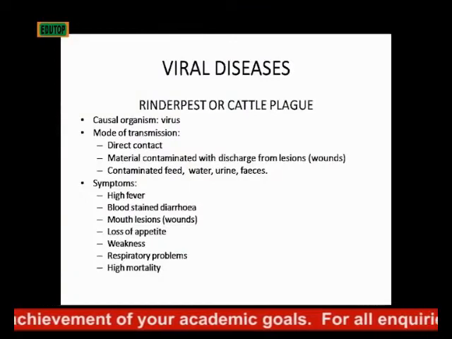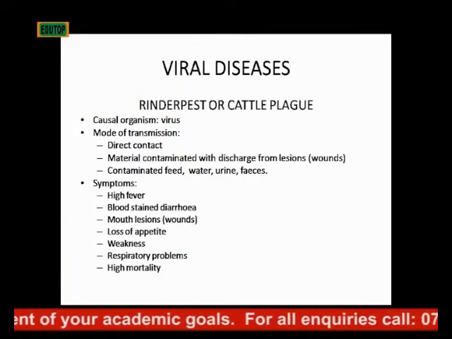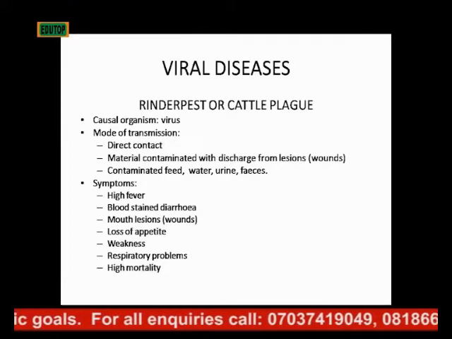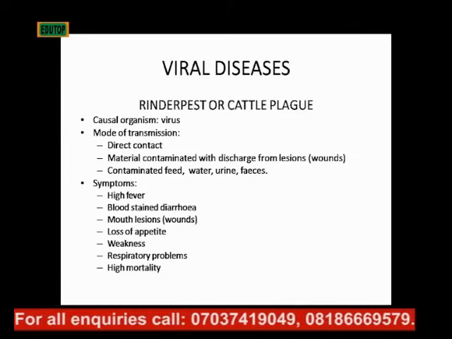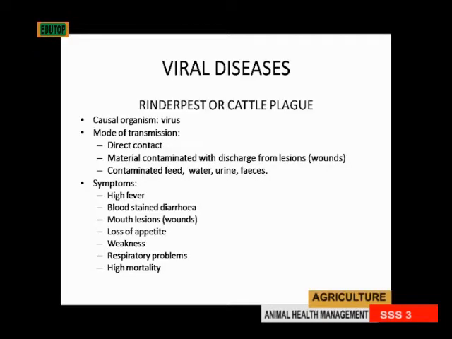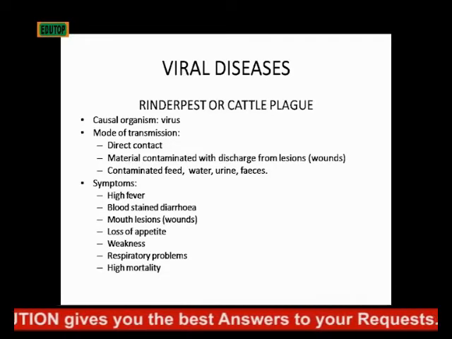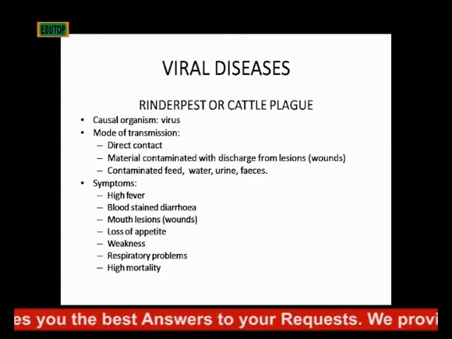The next viral disease I'll be talking about is rinderpest or the cattle plague. It is called rinderpest or cattle plague. The causal organism is also a virus, and it is also transmitted by direct contact. Materials that are contaminated with discharge from lesions or wounds from the infected animal will also infect a healthy animal.